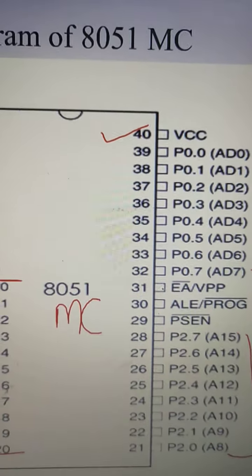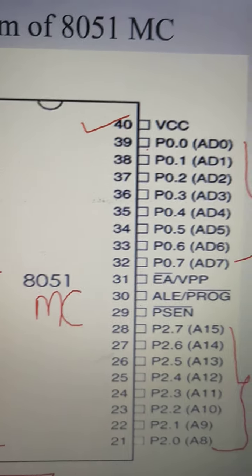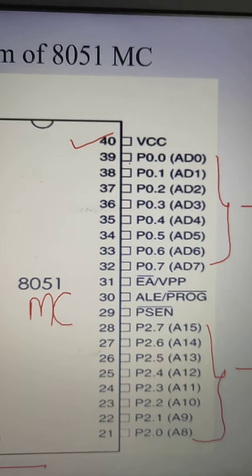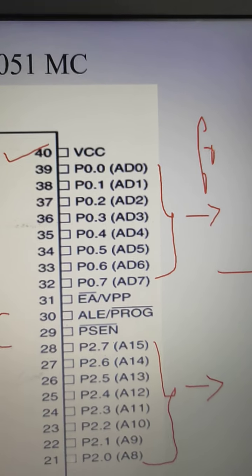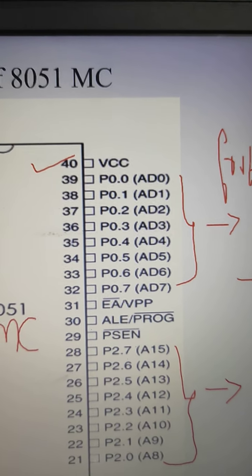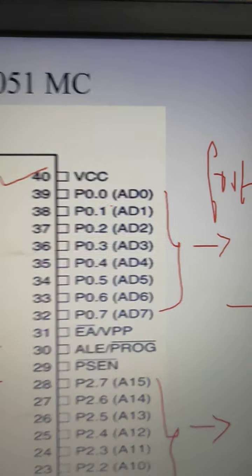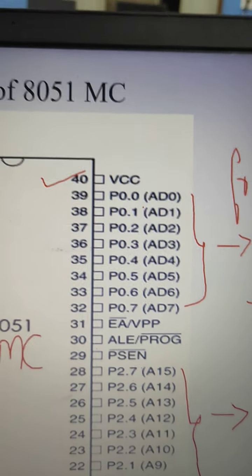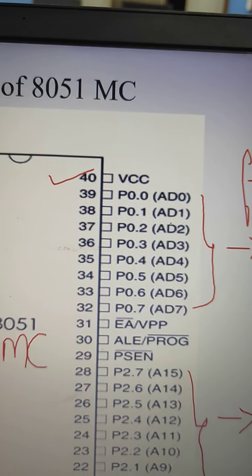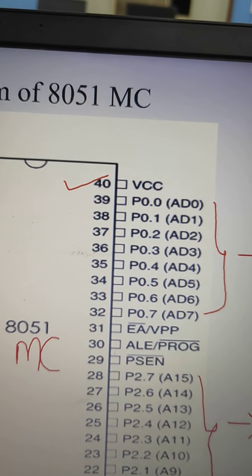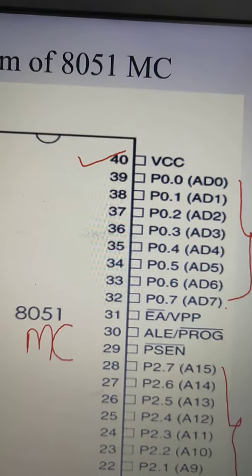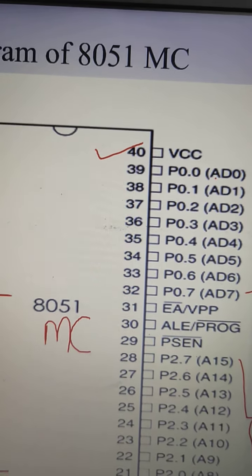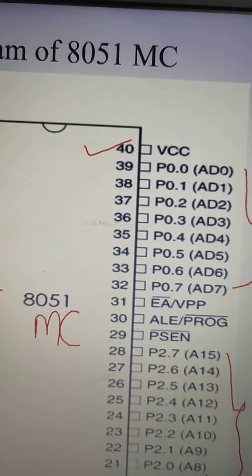Now the pins from 32 to 39, this is meant for port 0. So what we are having here are the address and data bits, that is AD0, AD1, AD2, AD3, AD4, AD5, AD6, AD7. What is meant by AD? A is for address and D is for data.